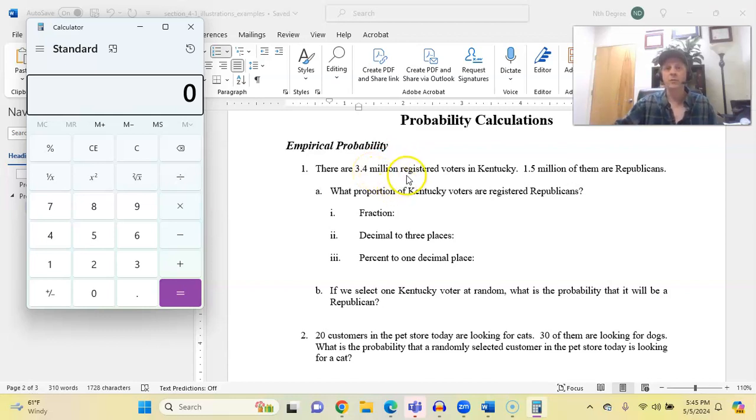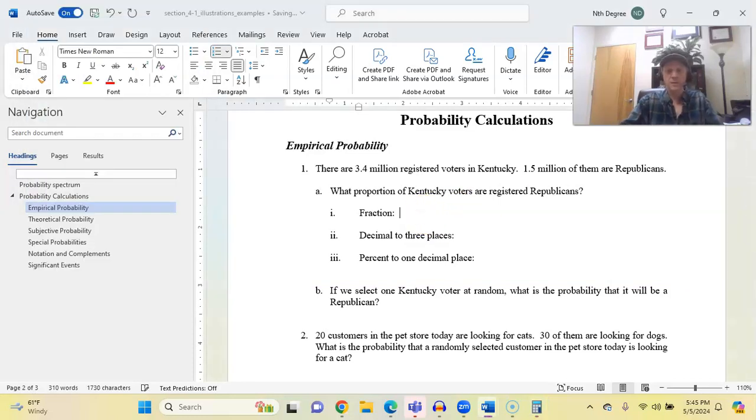So what part of the fraction does that belong on? The bottom. And 1.5 million of them are Republicans. That's what the question is asking for. So Republican in this problem is our definition of success. And that goes on what part of the fraction? Well, there's only one part left. It goes on the top. So we would write this as the number of successes, 1.5, over the number of trials, 3.4.